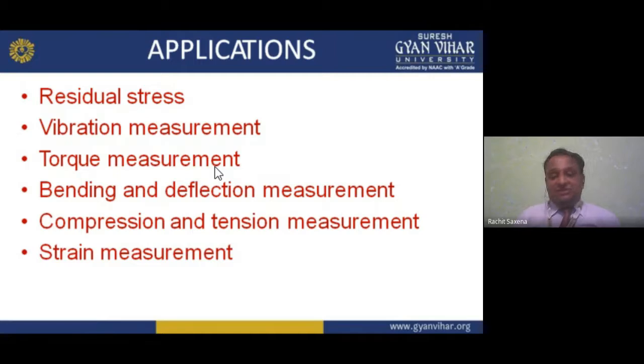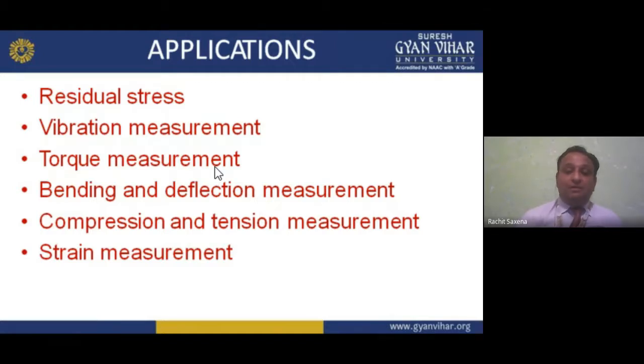Bending and deflection. If there will be some bending and deflection and I want to measure it, I have to use this strain gauge. What do I have to use, my dear student? I have to use the strain gauge transducer. Compression and tension measurement: here we have compression and tension. If I want to measure compression and tension, we can use this strain gauge. And obviously, if I want to measure strain, we use the strain gauge transducer, my dear student.